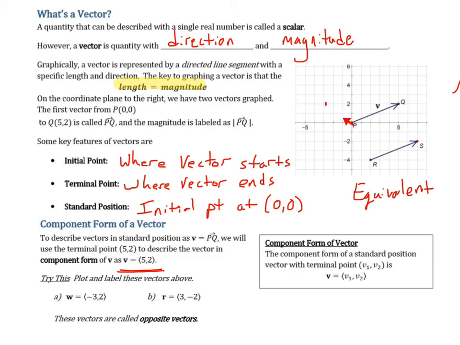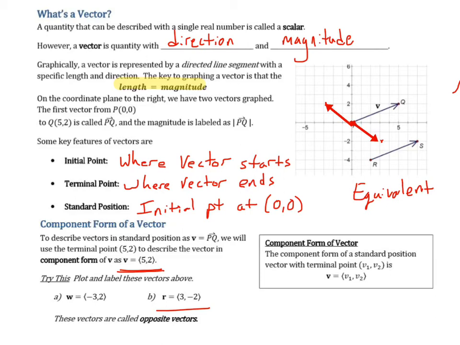Okay, so let's get it all the way there. Okay, doesn't want to go all the way there. There we go. All right, then we have the vector 3, -2. That's going to go down here, and that's going to give us this vector right here. Okay, now these are what we call opposite vectors because they both start at the origin, they're going in exactly opposite directions, and they're the same length. All right?